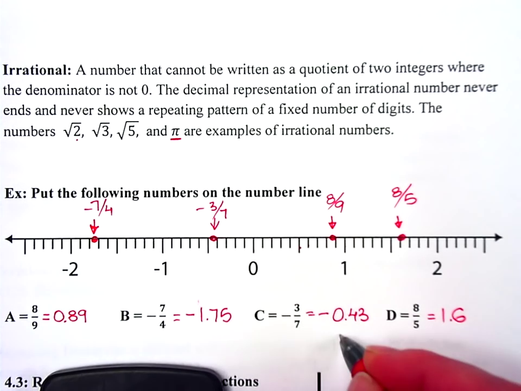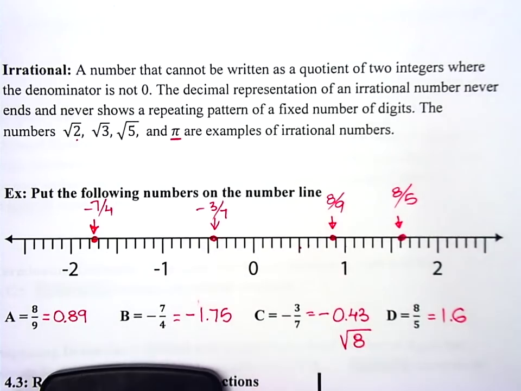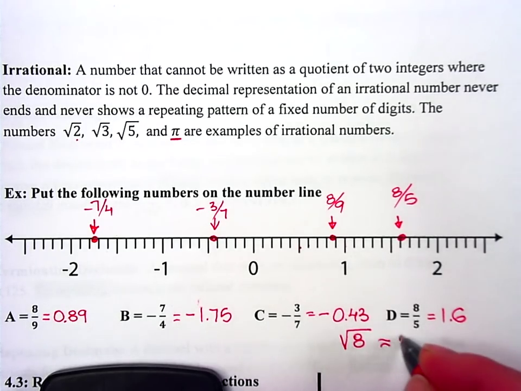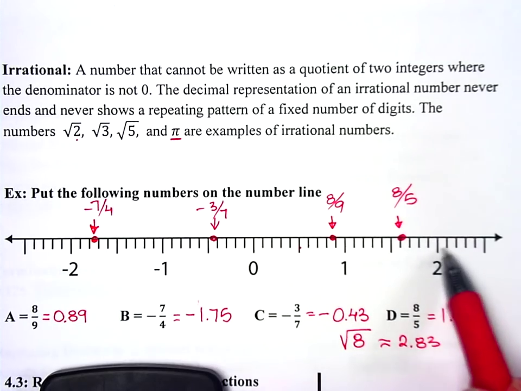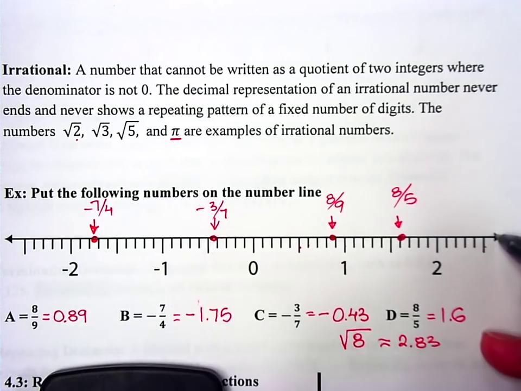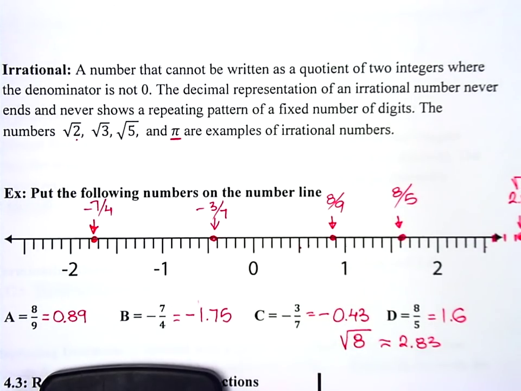How about if I had the square root of 8? I will find in a calculator how much the square root of 8 is, which is 2.828. I can round it to 2.83, and then I would find that this is 2.5, so it would have to be 6, 7, 8, and then it would be somewhere here. That's the square root of 8.